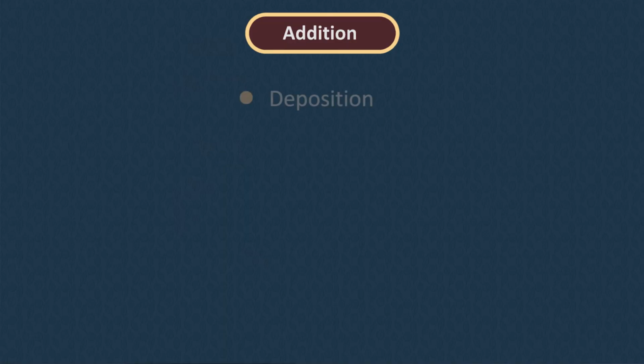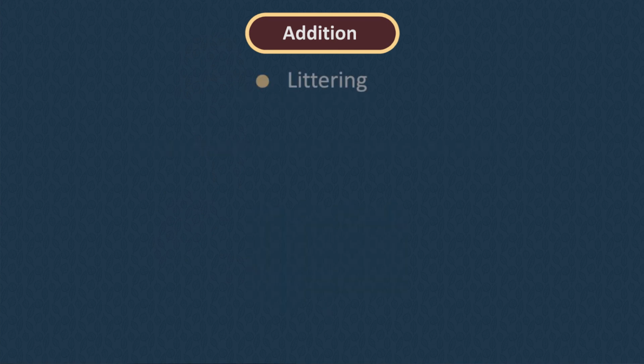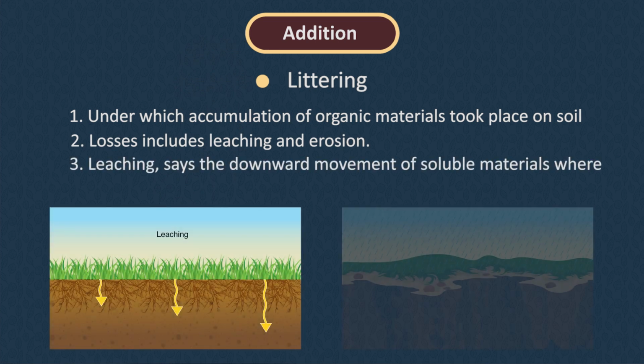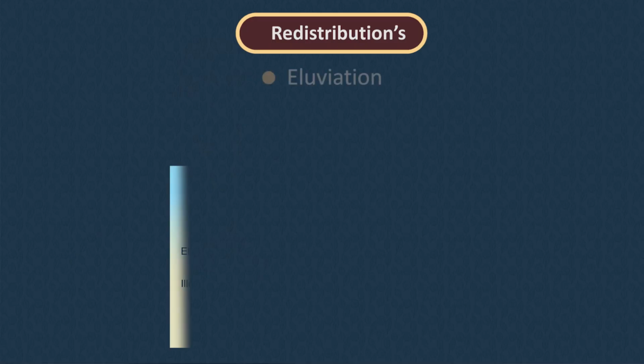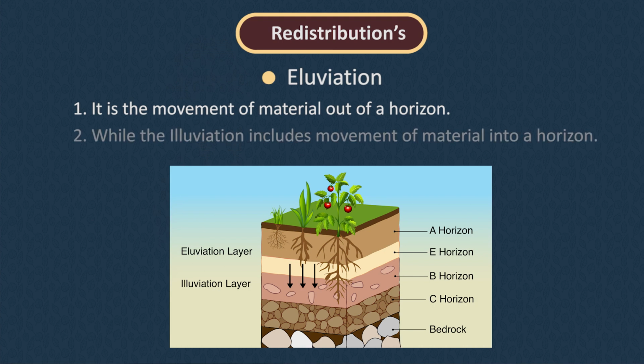The addition process includes deposition and littering. Deposition is the addition of soil material by winds or water. Littering is the accumulation of organic material on the soil. Losses include leaching and erosion, under which leaching is the downward movement of soluble material, whereas erosion is the removal of the surface layer of the soil. The redistribution process includes eluviation, which is a movement of material out of the horizon, while illuviation includes the movement of material inside the horizon.